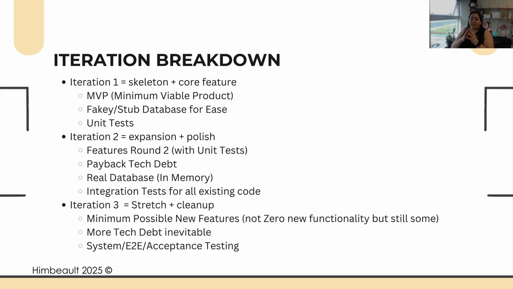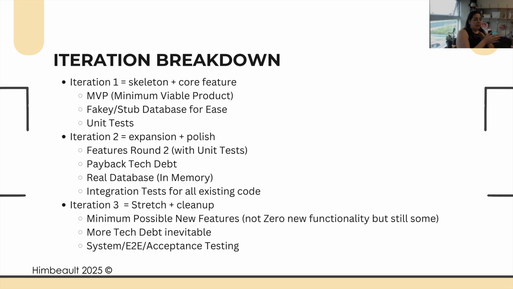Iteration 2 is going to be the expansion iteration as well as polishing. So all the features that you implement in iteration 2 need unit tests. You're going to have a bunch of technical debt to pay back from iteration 1. So when your instructor goes through your code and tells you all the things that need to be cleaned up, tidied or refactored, you're going to have to fix that stuff up. You're also going to need to implement a real database. It'll be an in-memory database. Again, it's not on a cloud or anything like that. It's on the device itself, in the code, in the application itself. And then you'll also be adding in integration tests for your existing code.